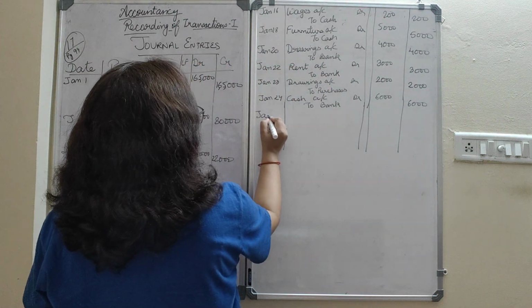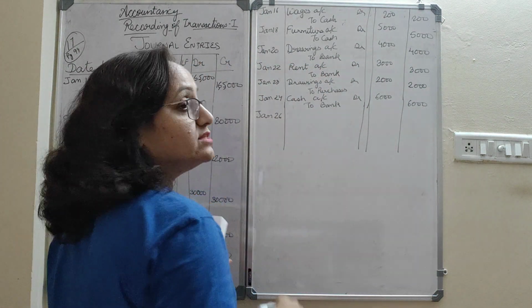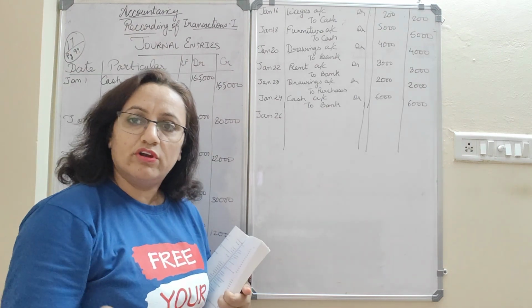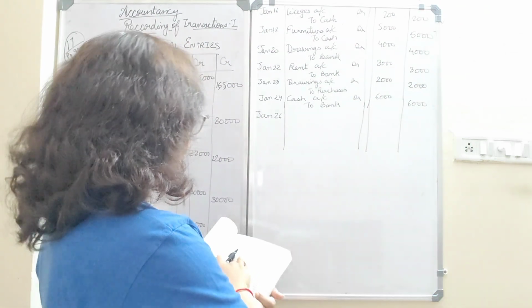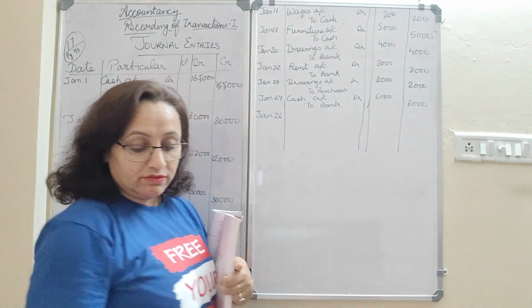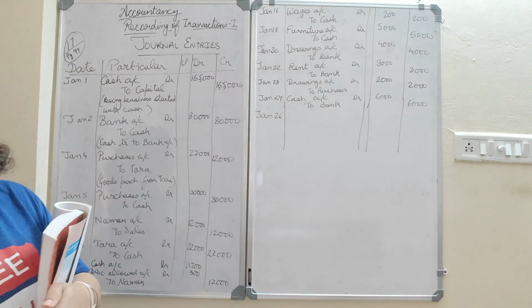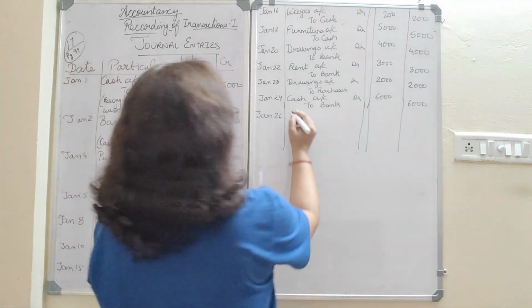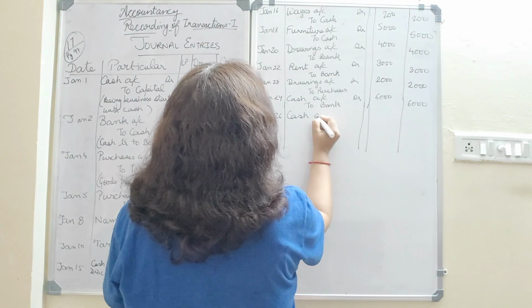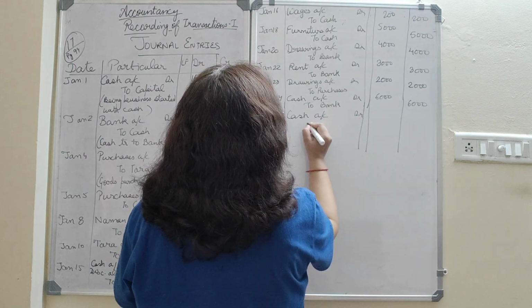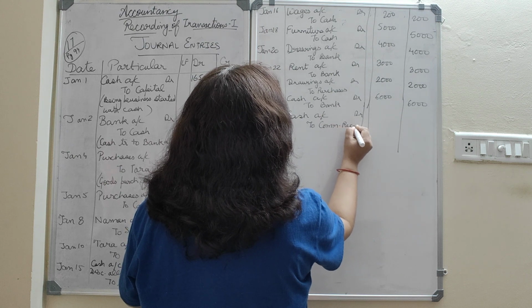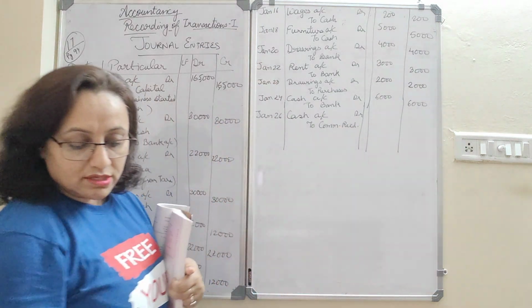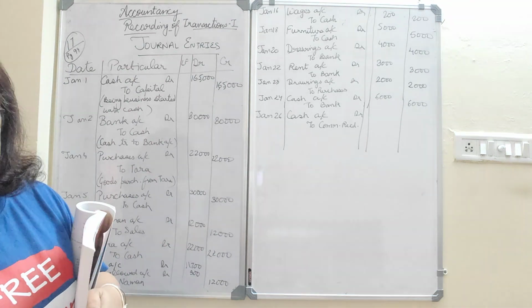Now January 26, because I want to teach you ledger, journal entries, all the questions we have already completed. We have to focus more on ledger account. Now commission received. So whenever we are receiving commission, it is credit. Cash account debit to commission received. Commission received is what? Our profit. It is considered as an income. So income is always credited.